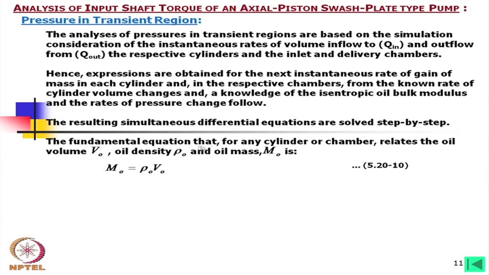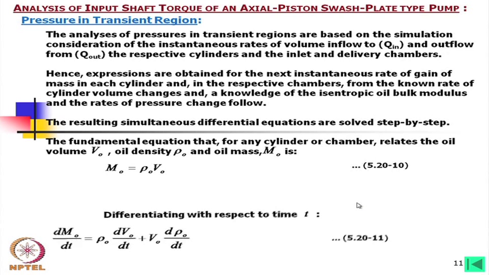Now, first of all we will consider the fundamental equation that for any cylinder or chamber relates the oil volume V0, oil density rho 0, and the oil mass M0. Here we are considering the mass of the oil, note that, not the mass of the piston. So, M0 is the mass of the oil, rho 0 is the density of the oil, and V0 is the volume of the oil within a chamber.